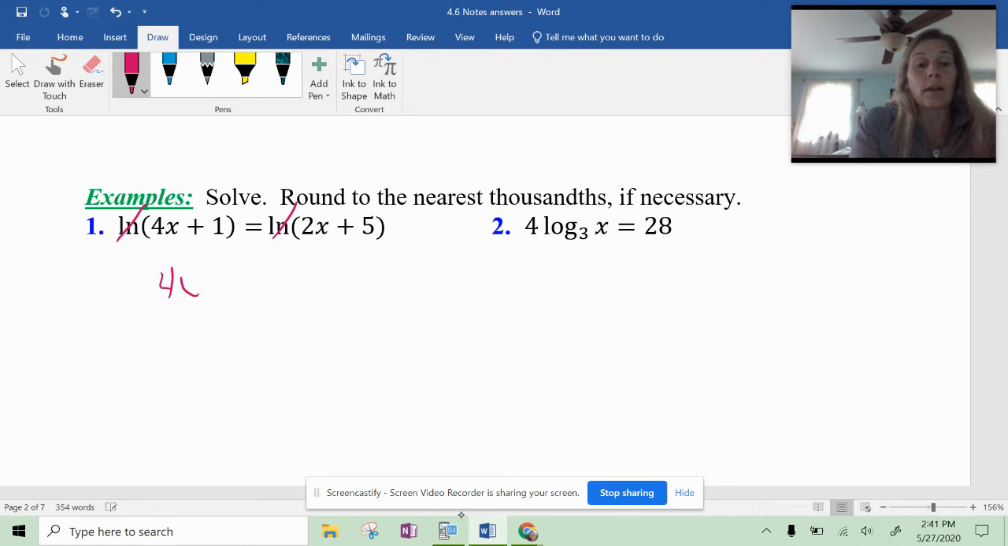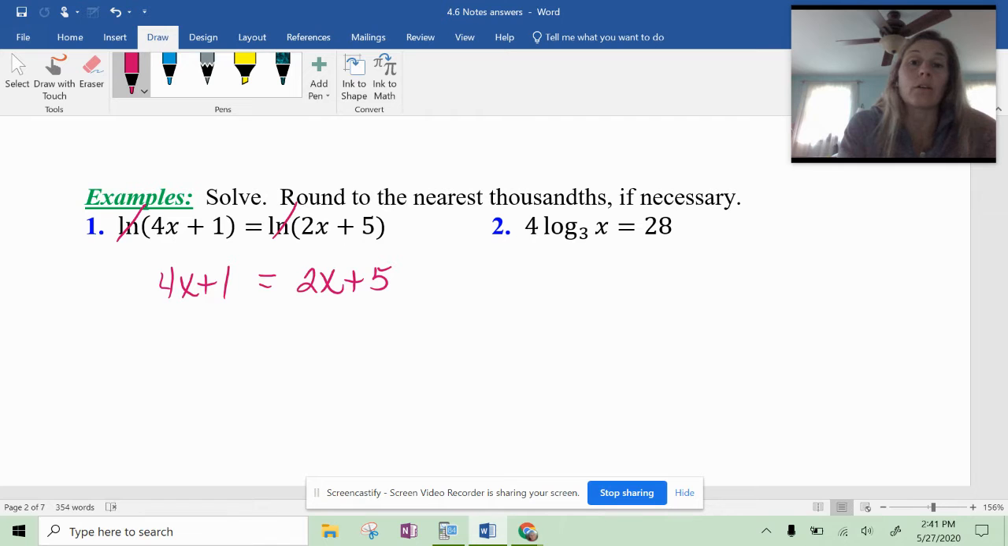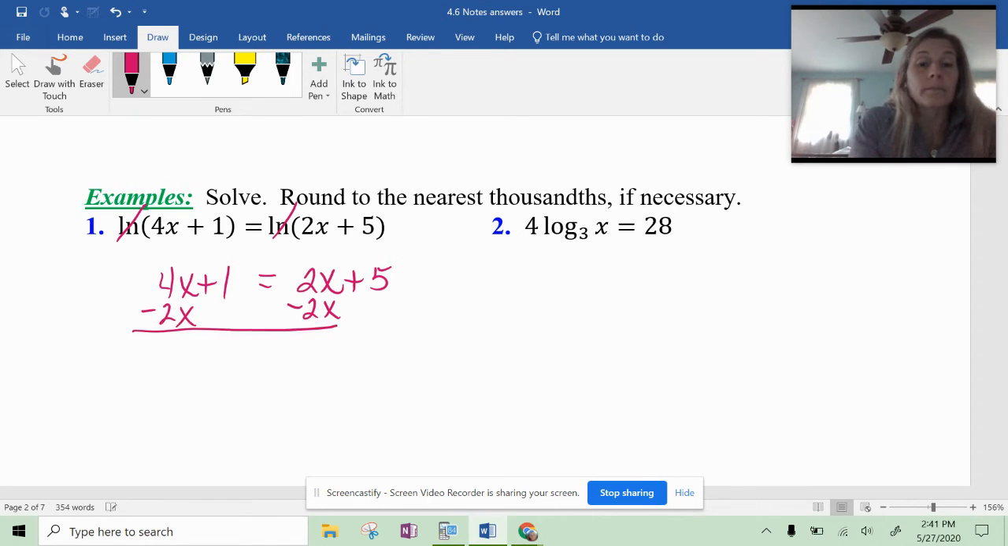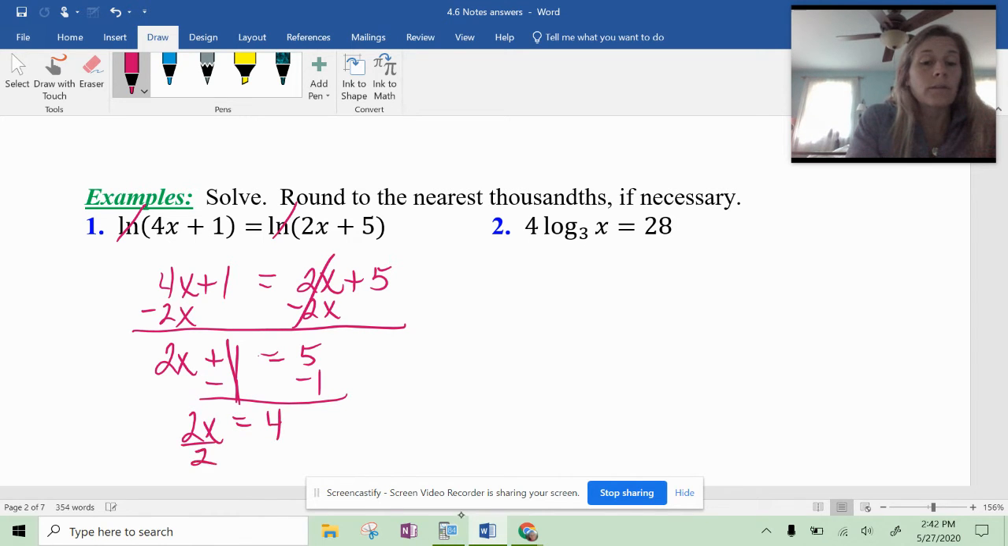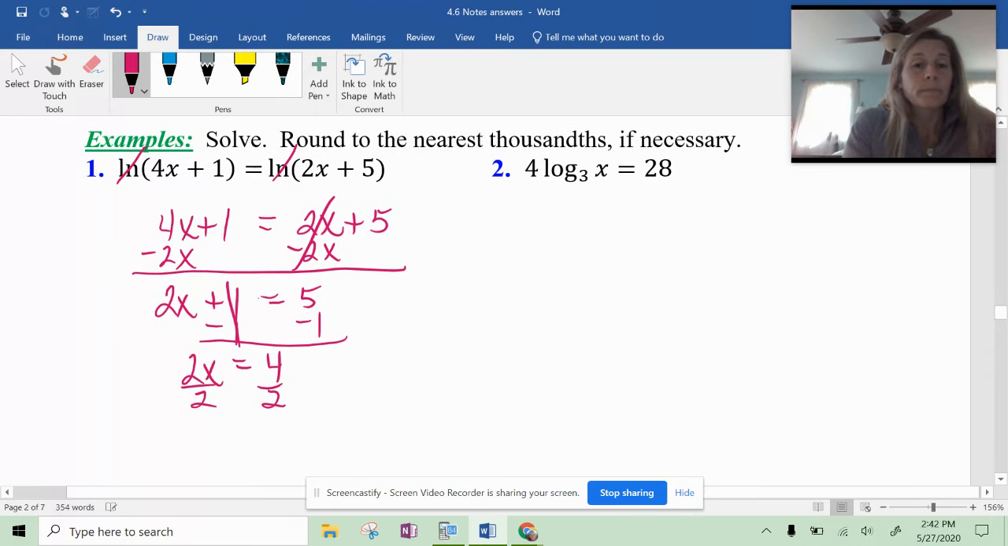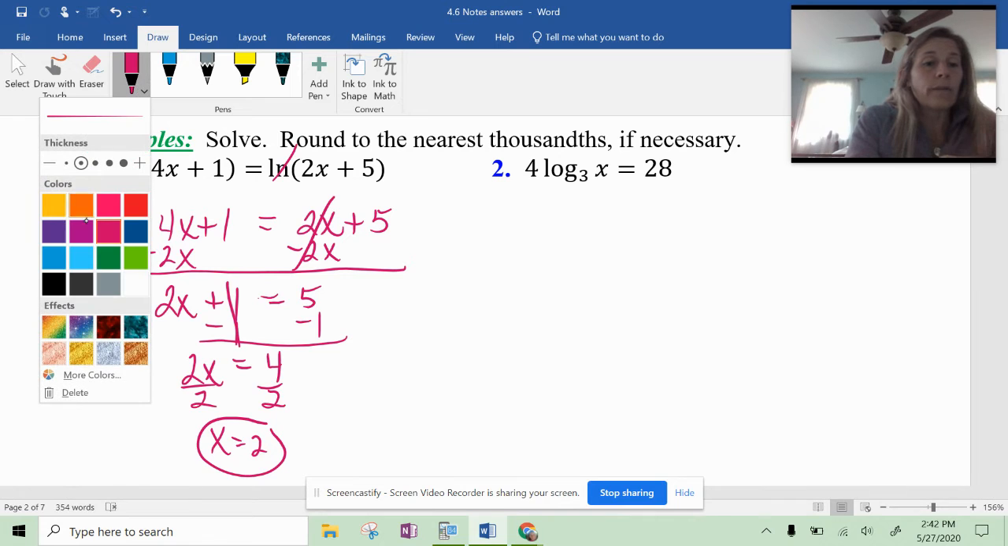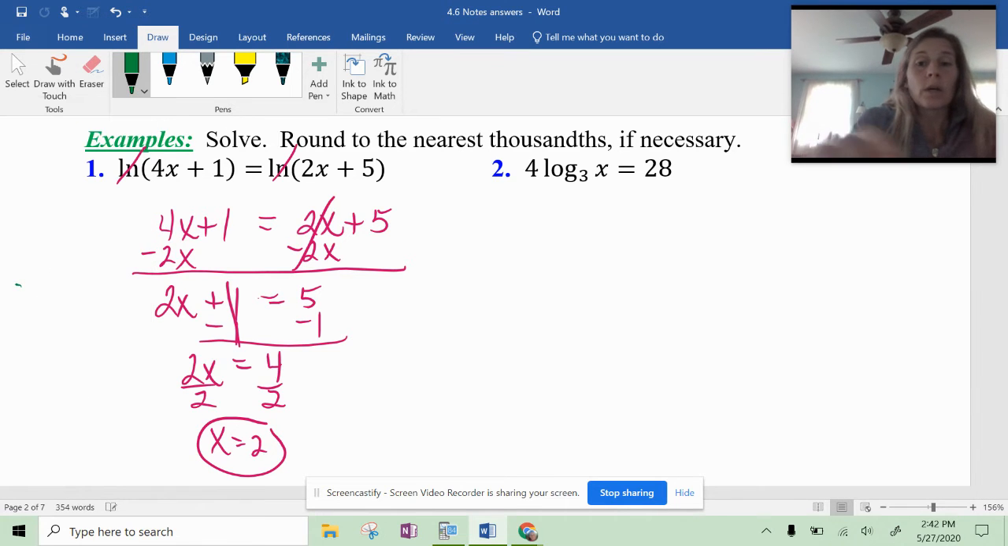So because we have an ln on both sides, we no longer need those, just like when you have the same base on both sides, and you just solve the rest of the equation like a linear equation. So I would move all my x's to one side. That would give me 2x plus 1 equals 5. Subtract the 1. 2x equals 4. Divide by 2. And x equals 2.